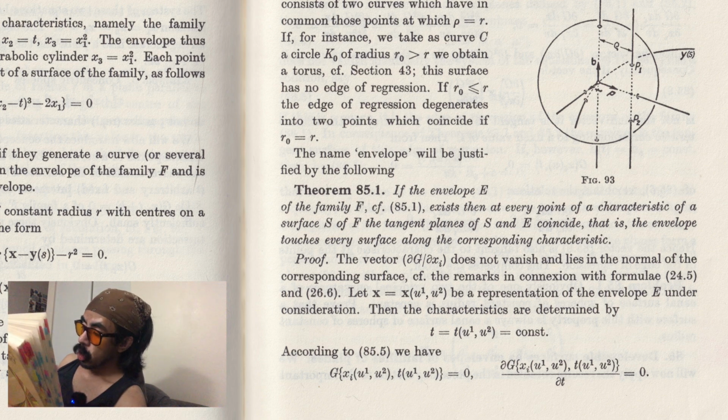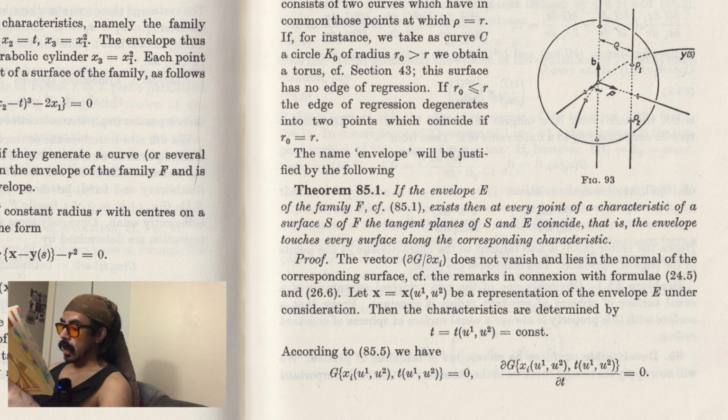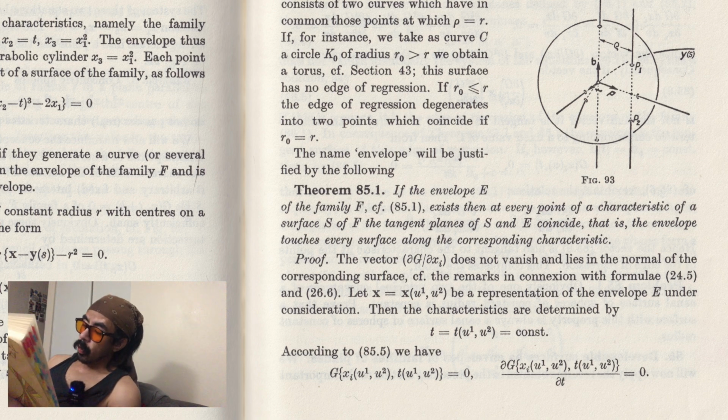The same, quote, envelope, unquote, will be justified by the following. Theorem 85.1. If the envelope, capital E, of the family capital F, for which refer back to expression 85.1 read previously, exists, then at every point of a characteristic of a surface capital S of capital F, the tangent planes of S and E coincide. That is, the envelope touches every surface along the corresponding characteristic. The proof is as follows.